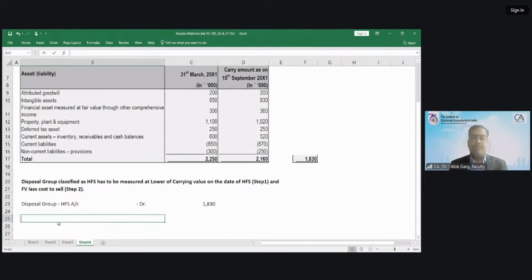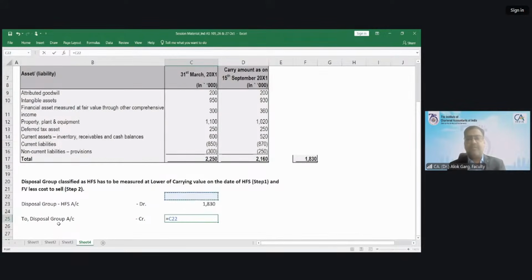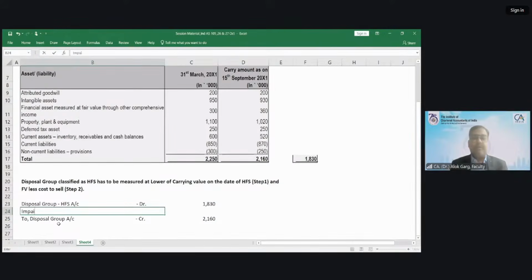Very good. To disposal group account credit. It is credited by what value? 21 lakh 60,000, 2160, right? Where will the difference go? Impairment loss. Of what amount? 3 lakh 30,000, the balancing figure.